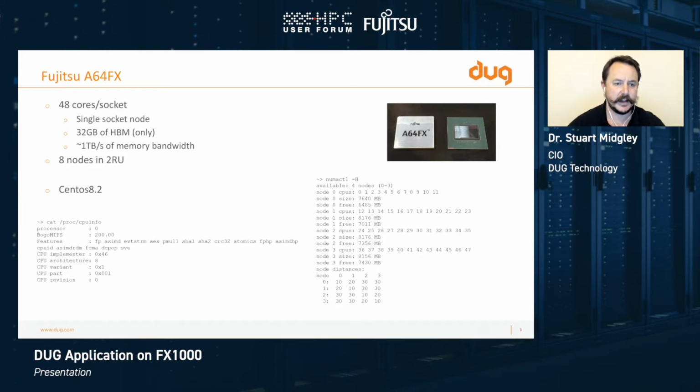This is a 48 CPU ARM-based system running SVE, or vectorization extensions to the standard ARM instruction set. These are single socket systems with about 32 gigs of HBM memory, and they deliver about 1 terabyte per second of memory bandwidth. The system we have is a 2RU box with 8 nodes inside, and it's running CentOS 8.2. I've put a few snapshots of the CPU information and how the memory and CPUs are structured on the socket.